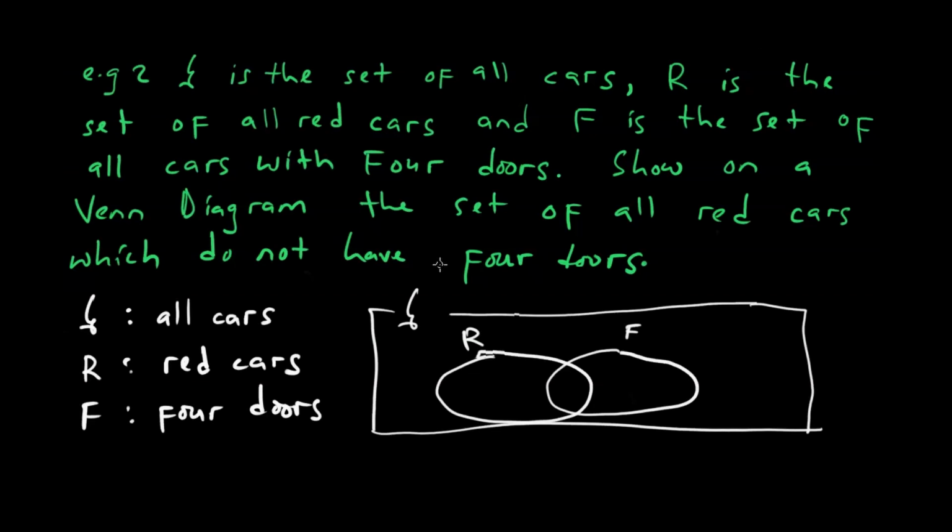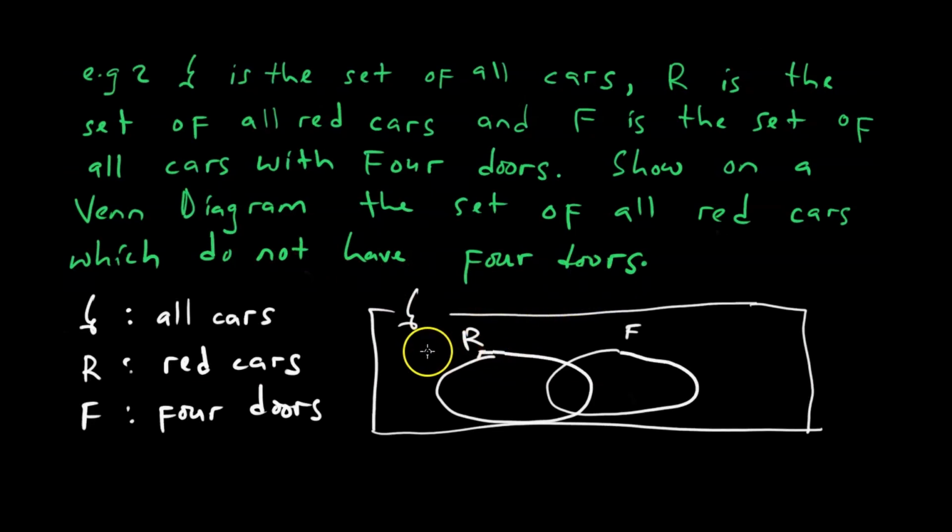Let us look more closely at our question. There are two ways of going about this. I want to show you all the ways, but you have to pick your poison. So tell me which way you find most beneficial. Now, we have been told that we have to show on a Venn diagram the set of all red cars which do not have 4 doors.